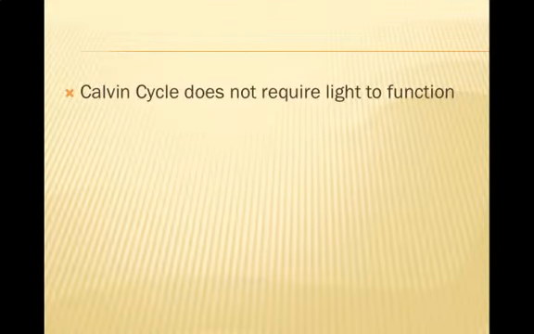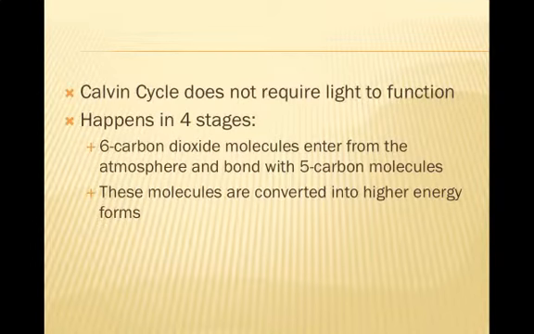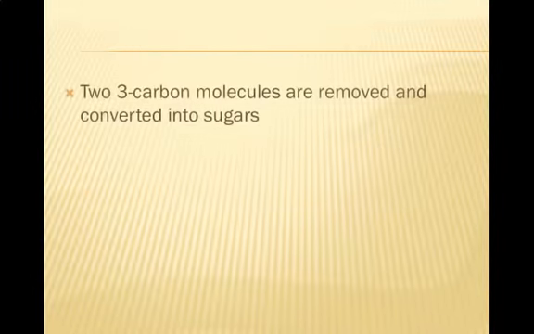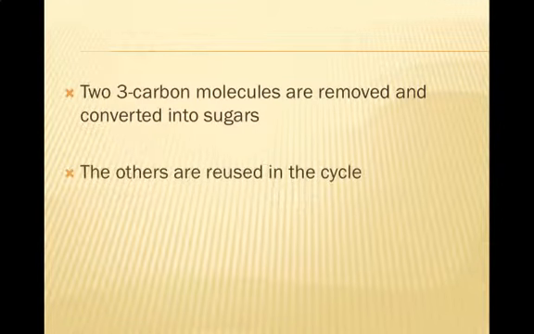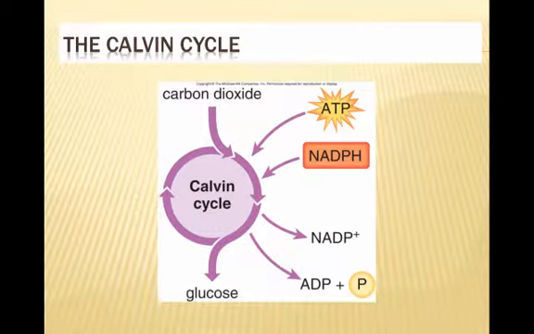This does not require light to function, and it will happen in 4 stages. 6 carbon dioxide molecules will enter from the atmosphere and bond with 5 carbon molecules, and we convert them into higher energy forms in the form of glucose. So we have 2 3-carbon molecules that are removed and converted into sugar. The others are reused in the cycle. The Calvin cycle, very simply, bring in ATP and NADPH, let out NADP plus, ADP and phosphate, and glucose. We also bring in carbon dioxide.